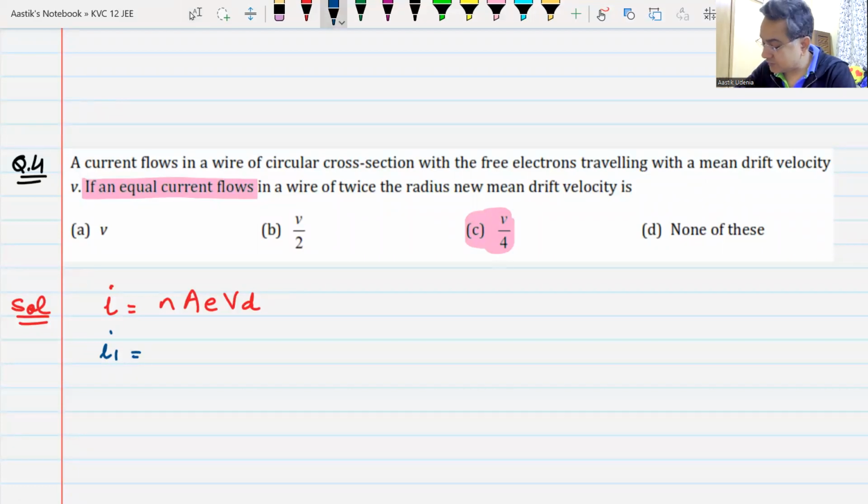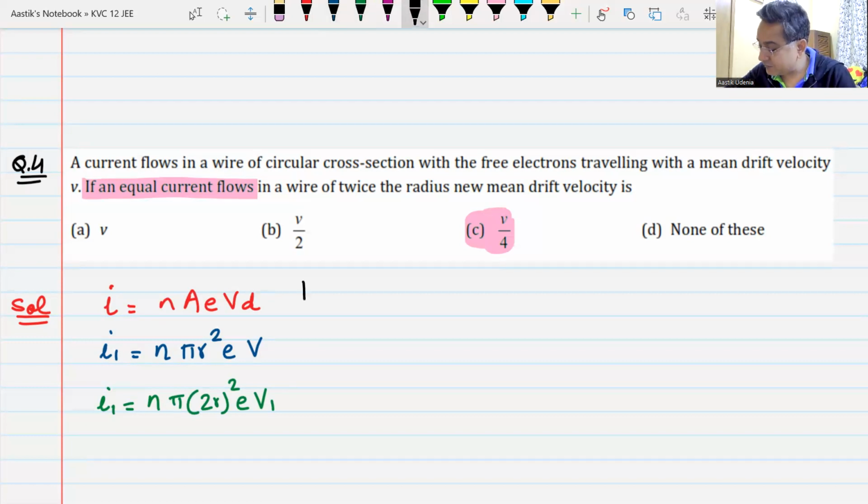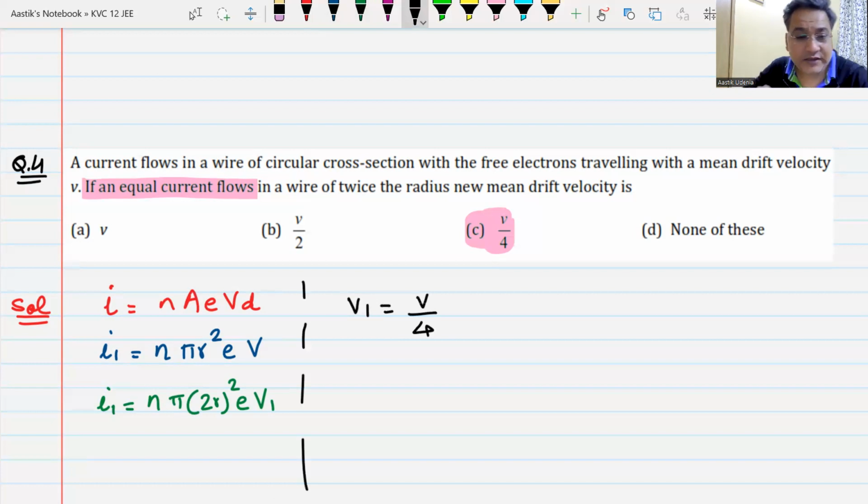Now, if I call the first current I1, the number of electrons is n. Let me call the area pi r square, e into the drift velocity, let me call it V. This is the first wire. In the second wire, the same current, so let me call it I1 also. The number of electrons remains the same because it's made from the same material. The radius has become twice, so pi into (2r) square into e. Let me call this drift velocity V1. The current is the same. Now you can easily find the relation between V1 and V. V1 will come as V by 4, and that is the answer that we are looking at.